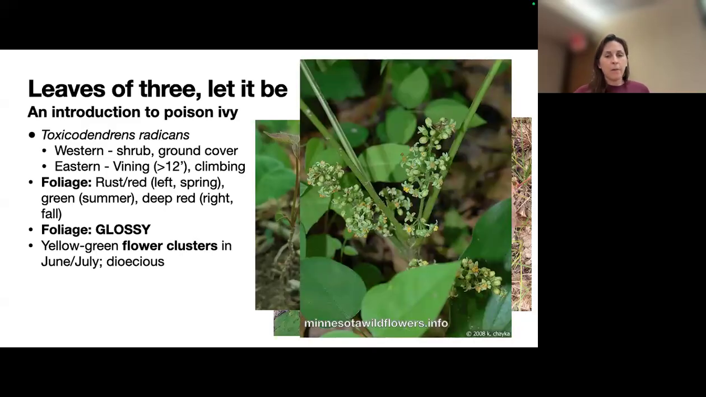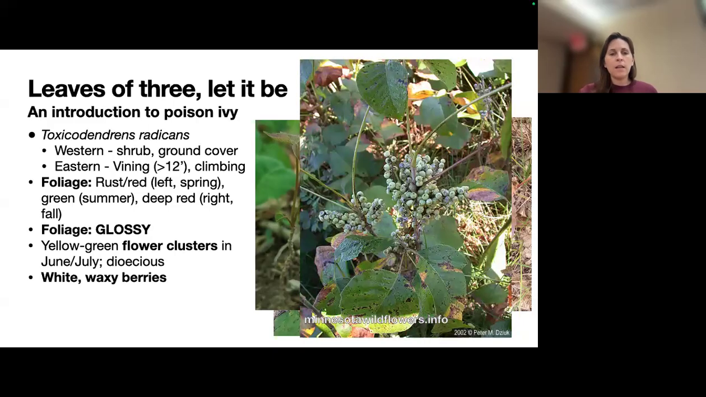It is a flowering plant, and so we have these yellow-green flower clusters that grow kind of close to that woody stem. And these flower clusters come out in June to July, and they are dioecious, meaning that there are male flowers on one plant, female flowers on another, and they do require cross-pollination, which, given the abundance of poison ivy, is actually really quite easy to do. So in the event that those flowers become pollinated, they produce this white waxy berry.